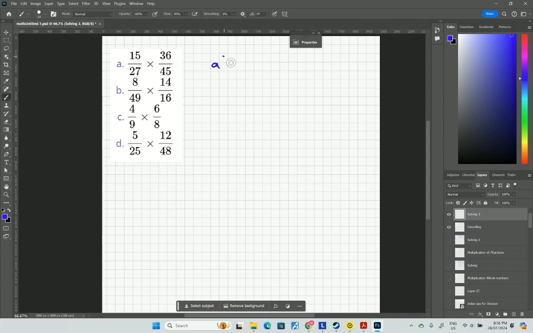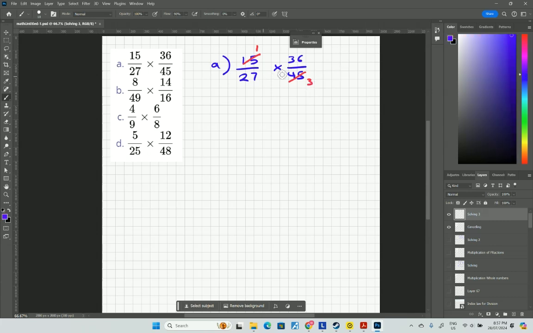So let's look at A. We have 15 over 27 times 36 over 45. And it looks kind of complicated and a little bit nasty, but we can simplify it down. Let's look at 15 and 45. A common factor between these two numbers is actually 15. So if we divide both of them by 15, we get 1 there and 3 here.